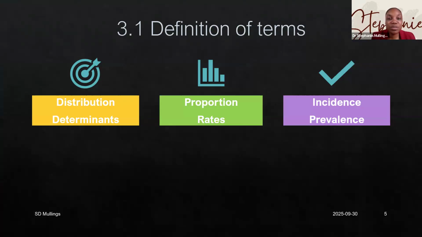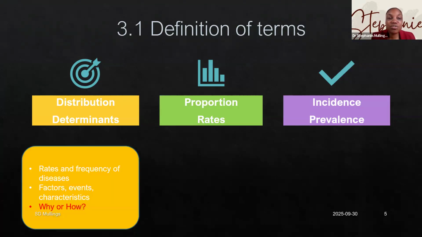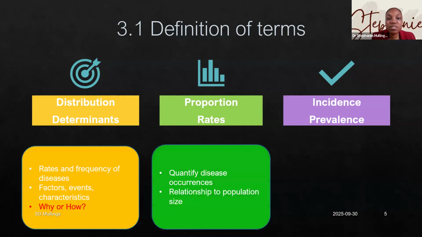I just want to remind you of these terminologies. We would have discussed them before as it relates to distribution and determinants, proportion and rates, incidence and prevalence. As it relates to distribution and determinants, we're really speaking to rates and frequencies. We're talking about factors and events and characteristics that we would see or be able to use to say the how or the why a condition is occurring.